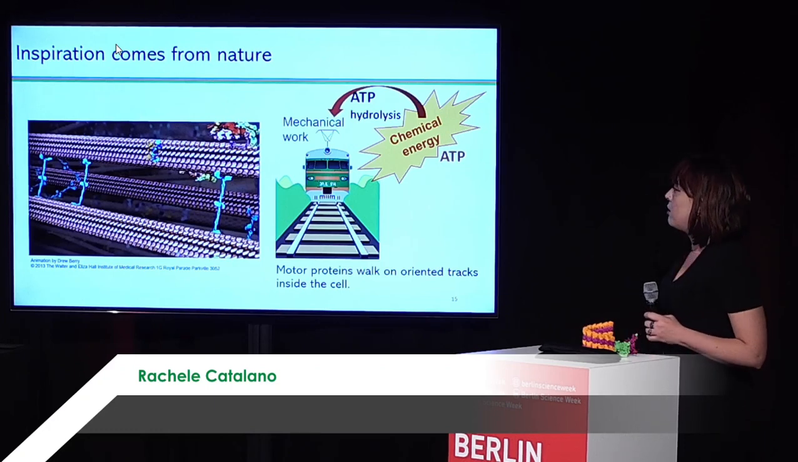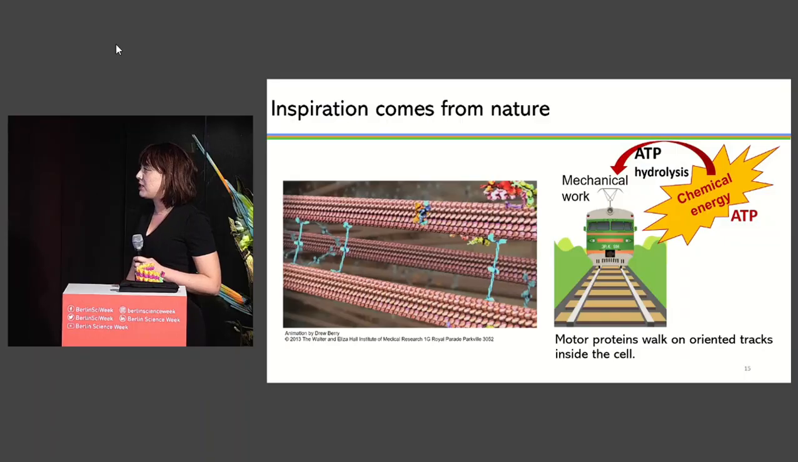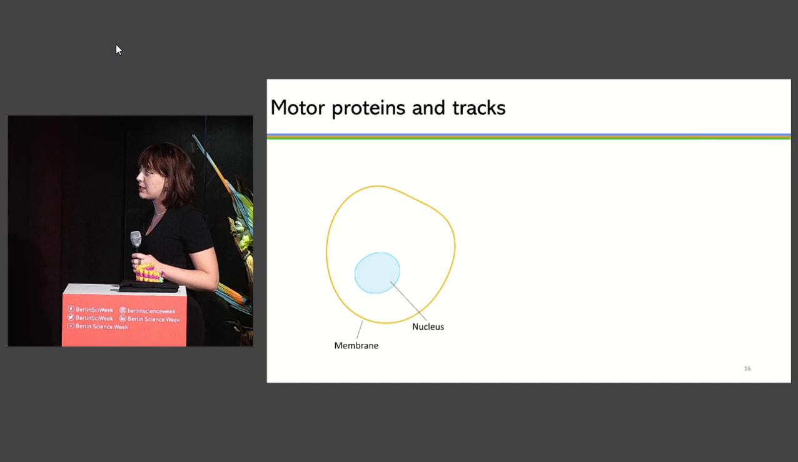And even if you don't know much about biological motor proteins, what you could see through this animation is that they come in different shapes and different sizes, and they also have different functions. Also, motor proteins walk on oriented tracks inside the cell. Each of these different types of motor proteins have actually different types of tracks.